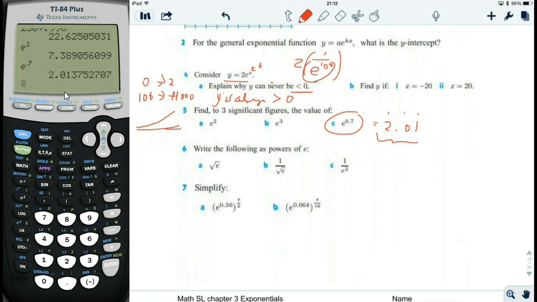Do you know how to do significant figures? Significant figures is, if it's not a 0, then it's a significant figure. Any 0 that's between 2 significant figures is a significant figure. So this here is 3 significant figures.